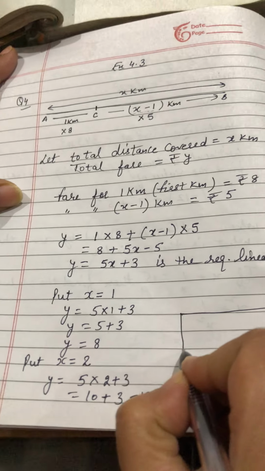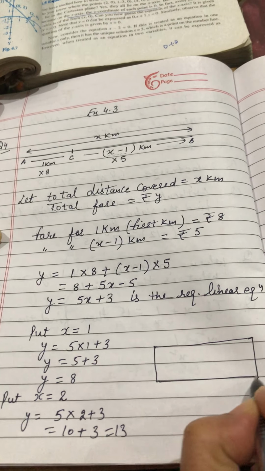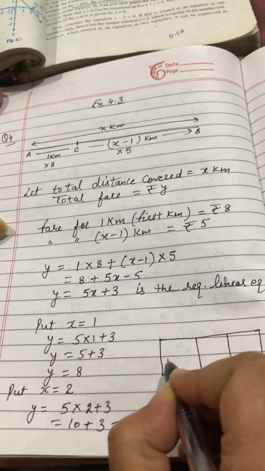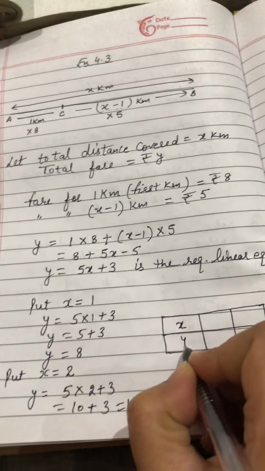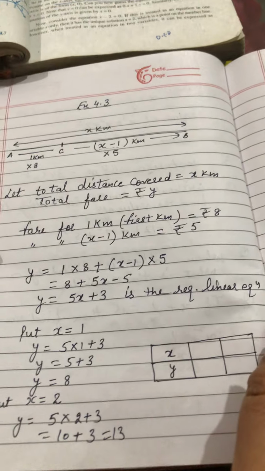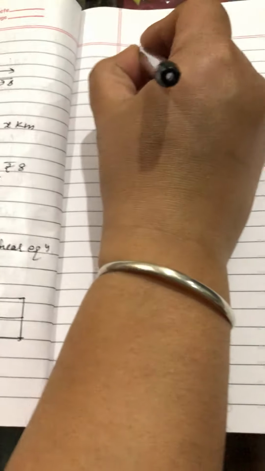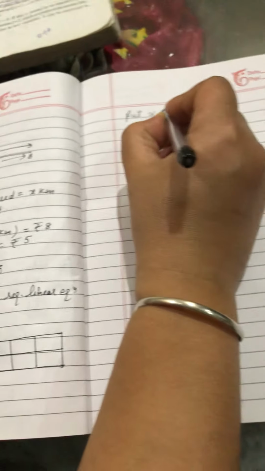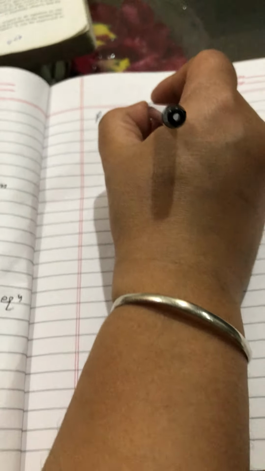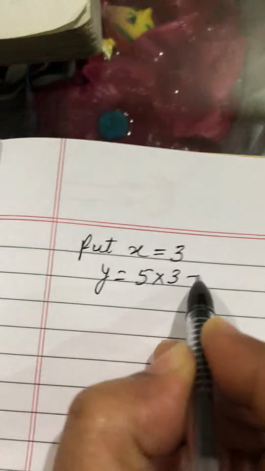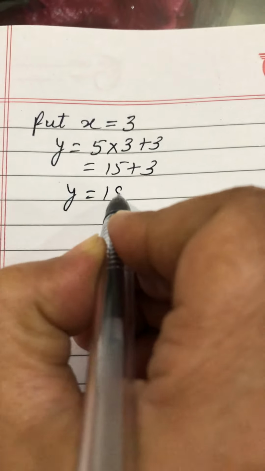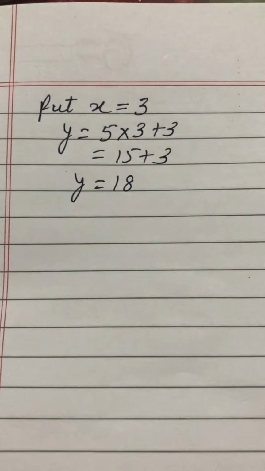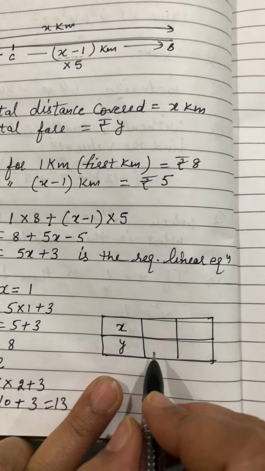So now we have to represent it in tabular form. We can find two solutions, so I am finding two solutions. You can find three solutions also. If you want a third solution, take x equal to 3. So y is equal to 5 into 3 plus 3, 15 plus 3. So y is 18.